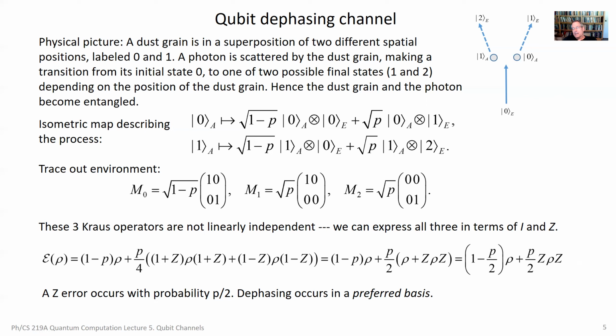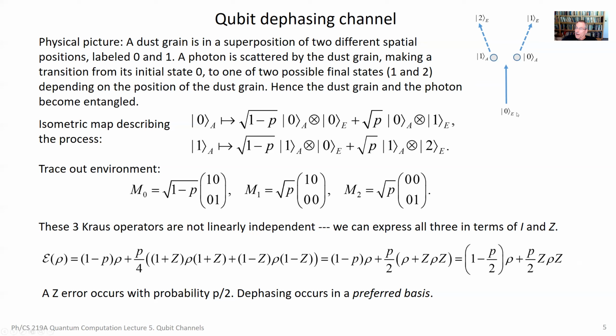And I'm making a distinction, which is a bit pedantic. We've talked a lot about unitary maps, but in this case, I'm not going to keep track of the initial state of the photon, and I'll just worry about if I have the initial state of the dust grain to be either 0 or 1, after the encounter of the photon, what is the joint state of the dust grain and the photon? And because that's mapping 1 qubit to 2 qubits, it's not really unitary, but it's isometric, meaning it preserves inner products. So it's something that physically makes sense.